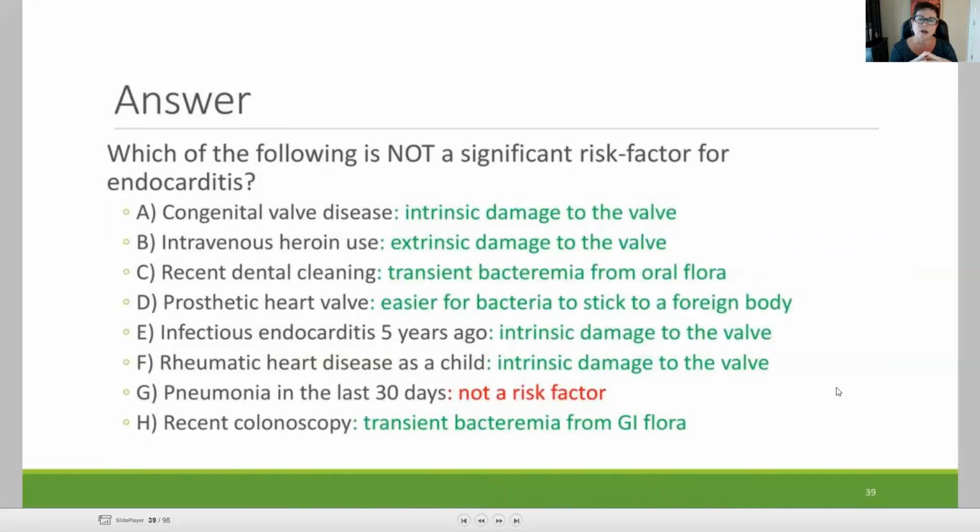So you can see that all of the other things listed here have the ability to cause tissue injury, or the recent colonoscopy has transient bacteremia from GI flora, which can be an issue. So the pneumonia is not a risk factor.